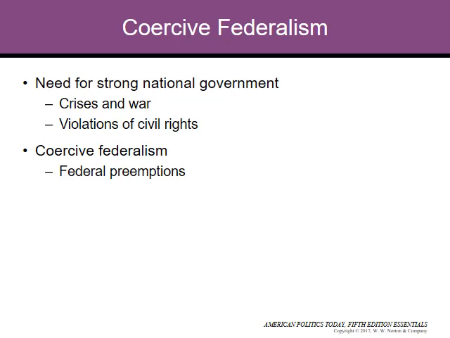In American politics, we tend to reinforce our desire for a strong national government in times of crisis and war. After the terrorist attacks of September 11, 2001, Americans expected the national government to improve national security. When states violate the civil rights of their residents, the national government often steps in to guarantee equal treatment of citizens. So there's a need for strong government with regard to crisis and war, and with regard to responding to the violation of civil rights. Coercive federalism is a way of preempting state power.